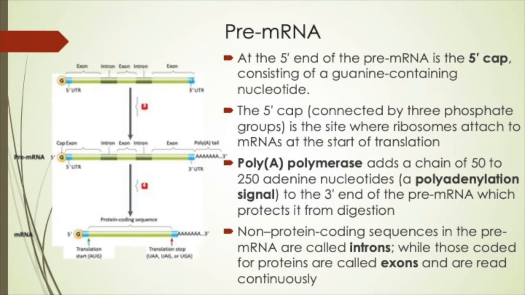So poly-A polymerase adds a chain of 50 to 250 adenine nucleotides, a polyadenylation signal, to the 3' end of the pre-mRNA, which protects it from digestion from other proteins. So that's at the end. Non-protein sequences in the pre-mRNA are called introns, and those coded for proteins are called exons, which are read continuously.